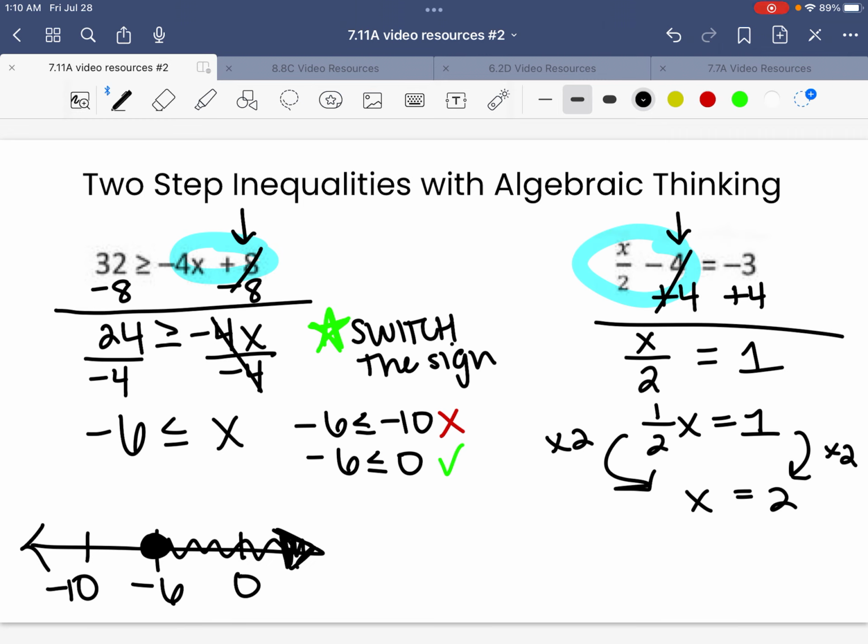So I have that x is equal to positive 2, which I can also graph on a number line. Only this time it's only going to be 1 dot because equations only have one solution.